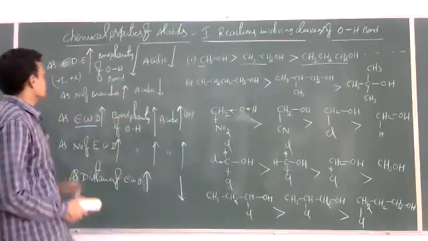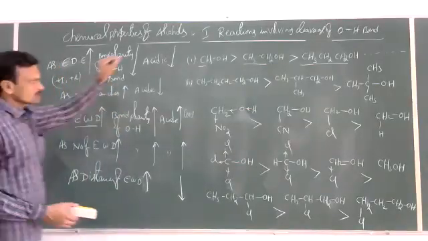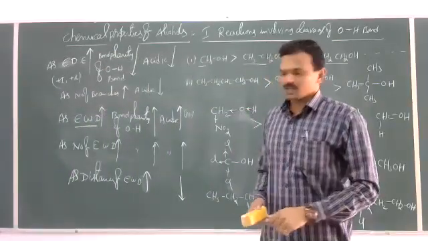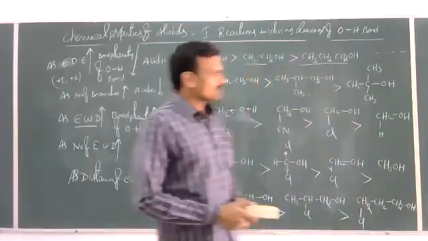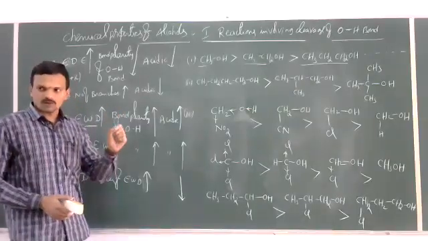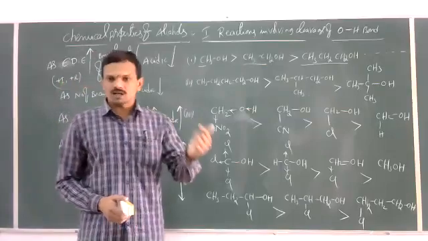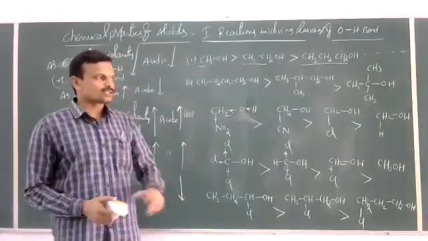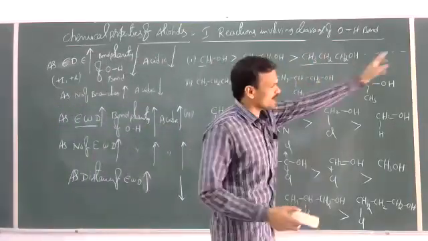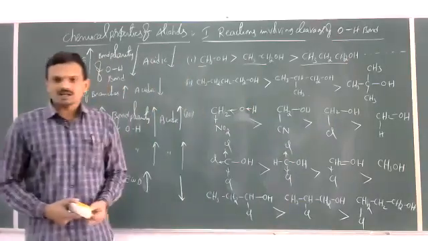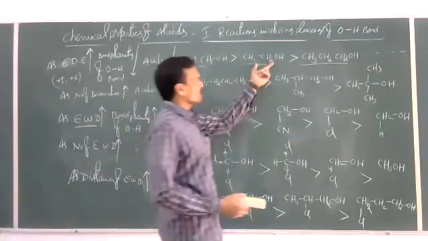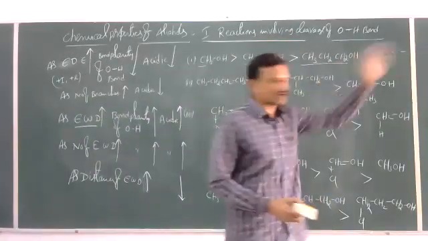Let us see once again the same. As the electron donating effect increases, that is, as the electron releasing effect increases, the bond polarity of the O-H bond decreases. As the bond polarity of the O-H bond decreases, the tendency to release proton also decreases, hence acidic strength decreases. Simply, as the number of carbon atoms in the alcohol increases, the electron donating effect increases, hence acidic strength decreases. Methyl alcohol is greater than ethyl alcohol is greater than propyl alcohol, and so on.